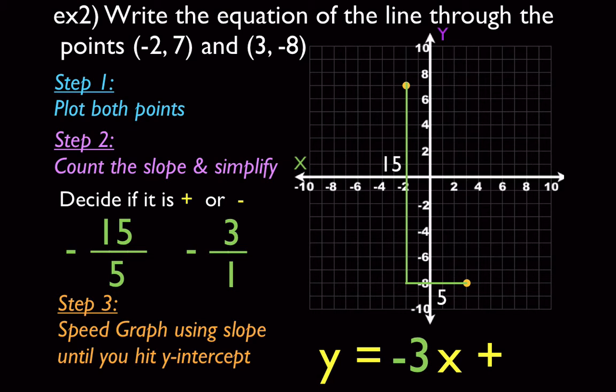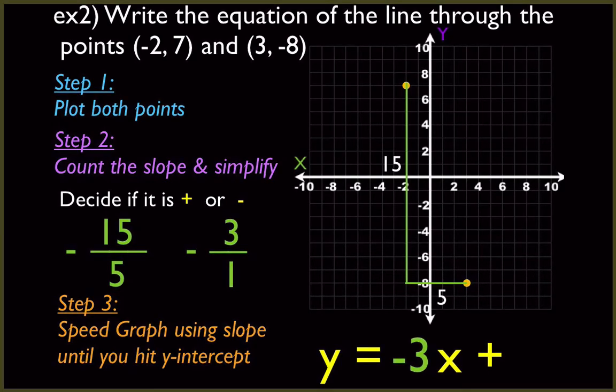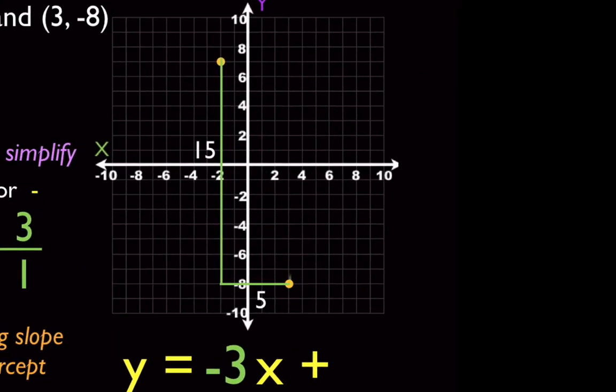So what I need to do is take my simplified slope that I already figured out, this one right here, and apply that to speed graph from both of those 2 points. So I could either speed graph from the bottom one as much as I can, I could speed graph from the top, I could speed graph from both of them. But I want to get however many points I can on the graph. So now that's what I'm going to do.